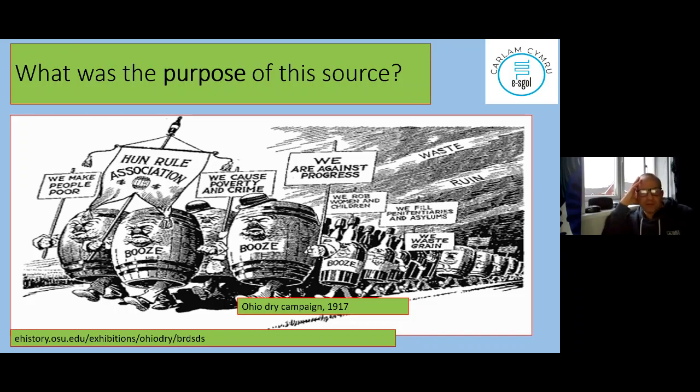I would like to think you've already worked out in your minds that this post is before prohibition. Look at the date in the annotation, 1917. So during World War I, and prohibition, the law, is still 3 years away. The annotation gives you an idea of why it was produced. The Ohio Dry campaign, dry as in moving away from alcohol.